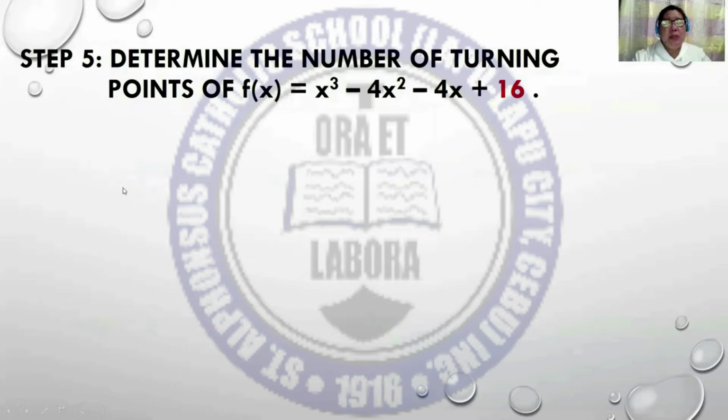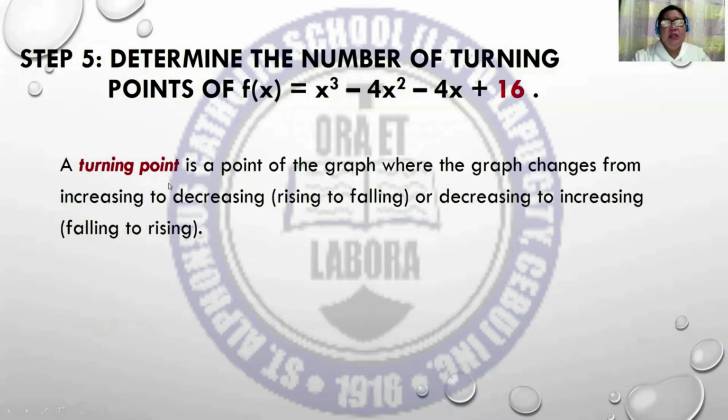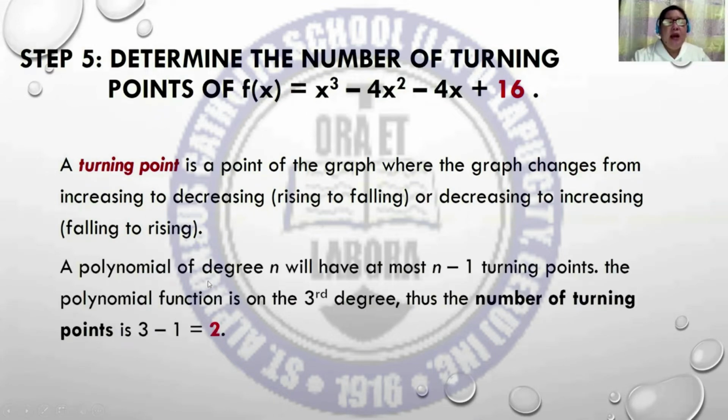Determine the number of turning points of the given function. A turning point is a point of the graph where the graph changes from increasing to decreasing, meaning rising to falling, or decreasing to increasing, falling to rising. A polynomial of degree n will have at most n-1 turning points. The polynomial function is of the third degree. Thus, the number of turning points is 3 minus 1, which is equal to 2.